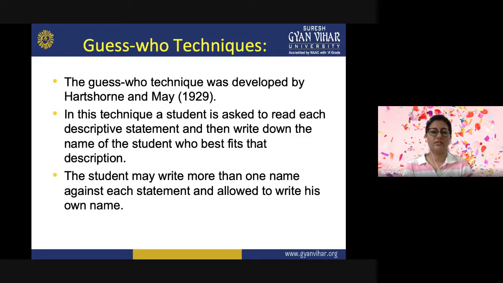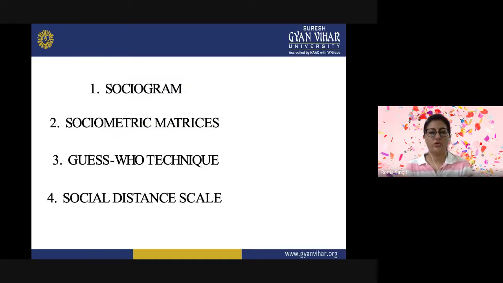So students can be asked, after reading a certain sentence, what name comes to your mind after reading the statement. The student may write more than one name against each statement and is allowed to write his own name also. Sometimes maybe he thinks himself also to be suitable for that statement. So these are the techniques which can be used. The social distance scale was prepared by Bogardus.